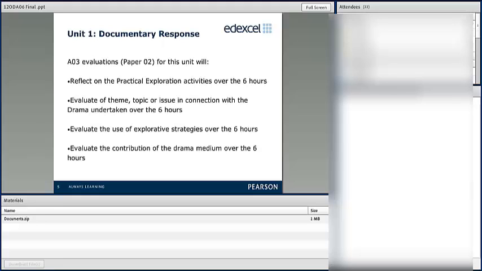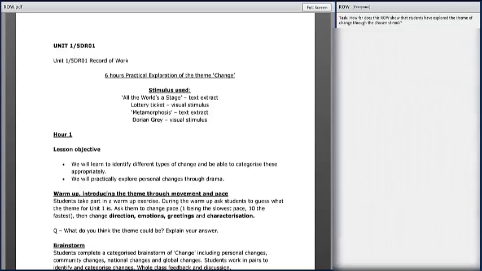Now, what we're going to do to begin with is we're going to pretend that we are moderators and have a look at the record of work that this centre has produced for us, recording their students' exploration of the theme of change. So, Nikki, if you wouldn't mind just pulling up that document for me. It's a PDF. We're obviously a little bit limited in terms of time, so we're only going to look at the first 2 pages, which covers hours 1, 2 and 3.